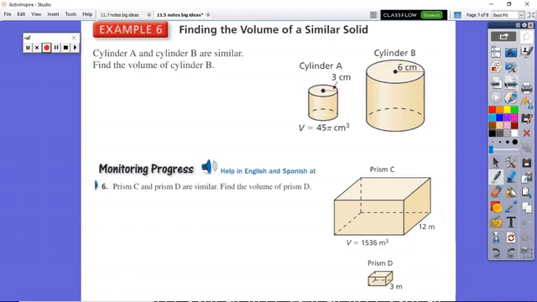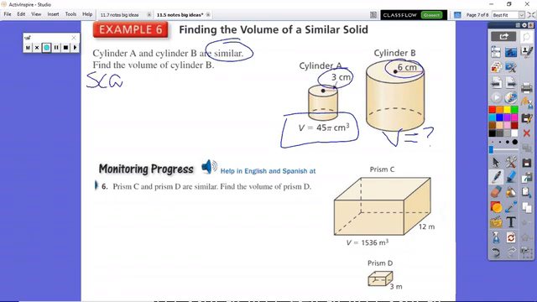Let's check out what we got here. Cylinders A and B are similar. Find the volume of this second one. So we're looking for the volume. All right, so now how in the world are we going to find this? Because we don't have the height of this thing. But we know the volume and we have a connection. So the scale factor is how you're going to want to start this one.